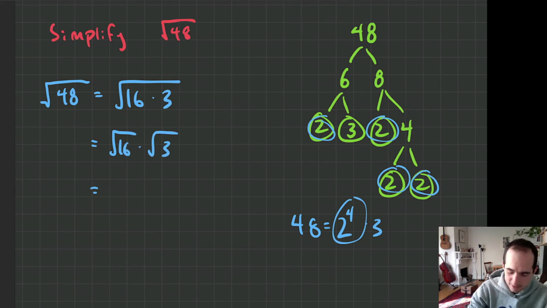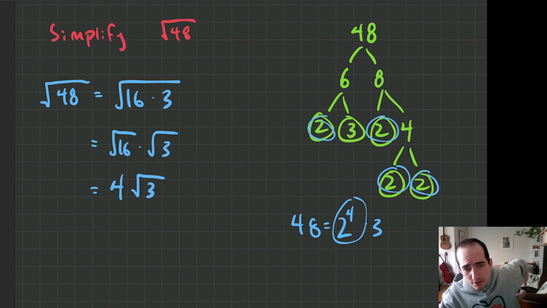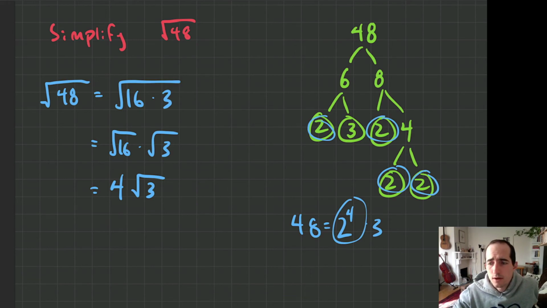The square root of 16 is 4. So this is 4 times the square root of 3. And that's perfectly simplified. So I've got a few examples on the homework today to do this. And it looks like we actually do have just enough time to talk about the distance formula, which I would like us to try to get through.